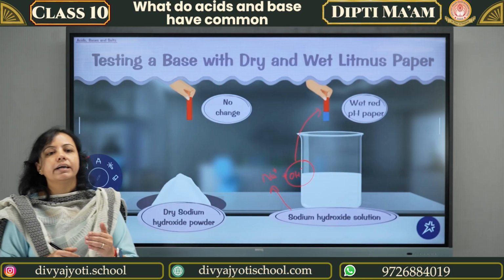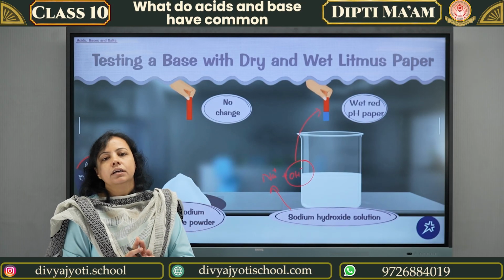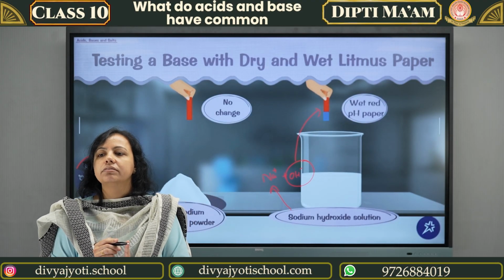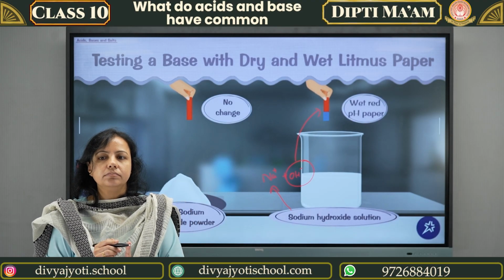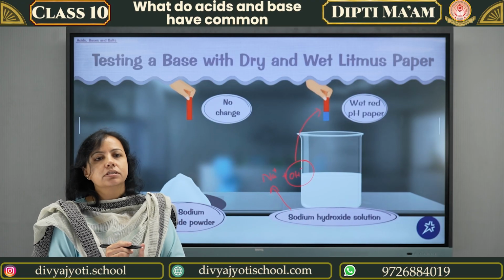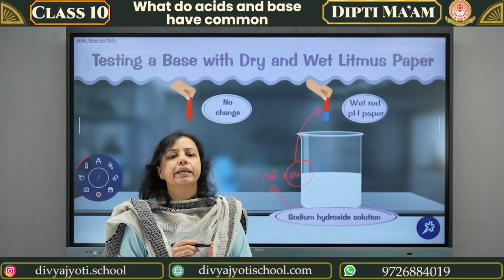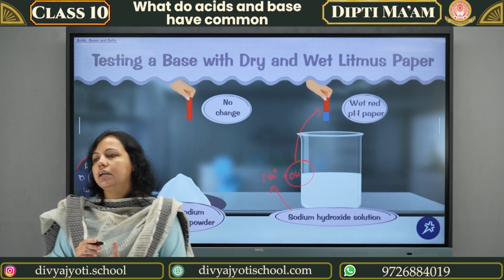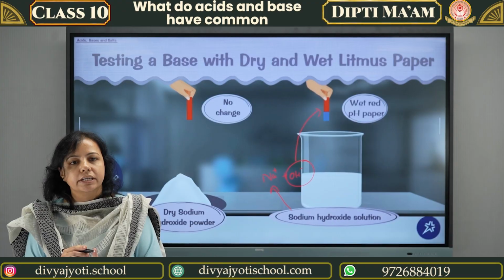Okay, so let's revise what you studied today. The first is the ionization process. What is the meaning of ionization? The splitting of molecules into charged particles is known as the ionization process.